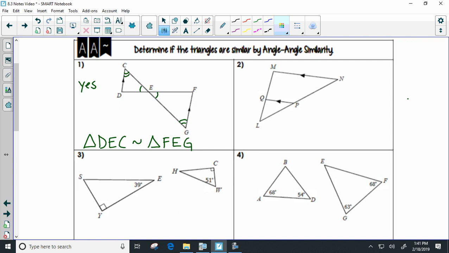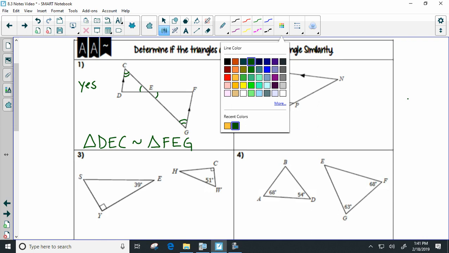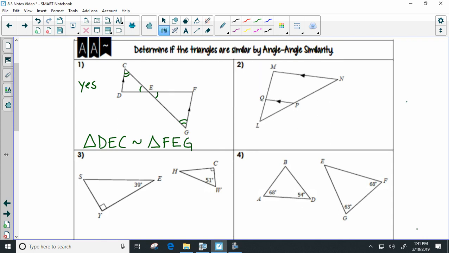All right. Question number 2 is a little bit different in the fact that the two triangles I have, I'm going to kind of color them in first. This triangle down here is your first triangle, the small one. And then the second triangle is going to be the whole big triangle right there. So I'm looking at two different triangles.